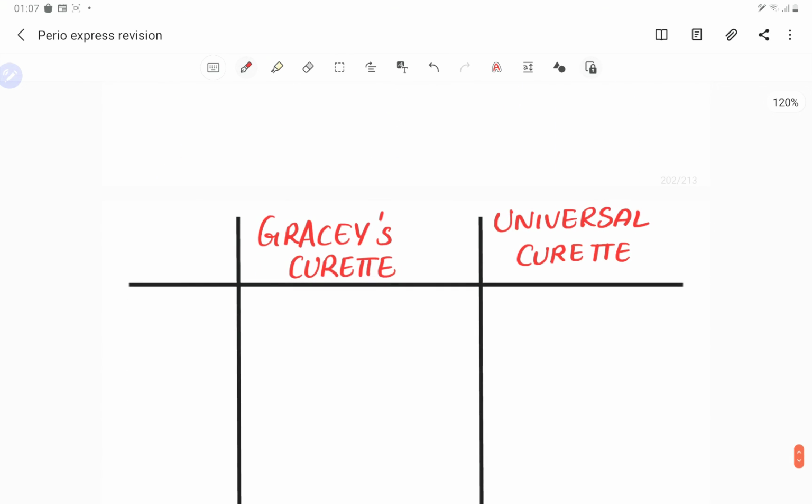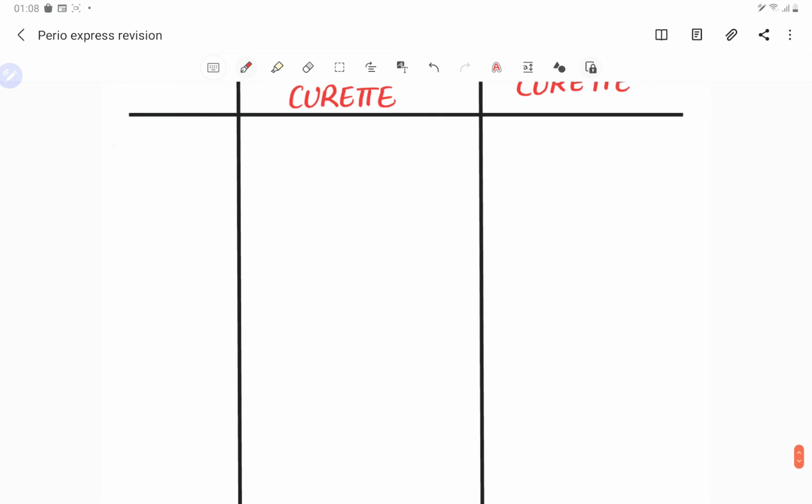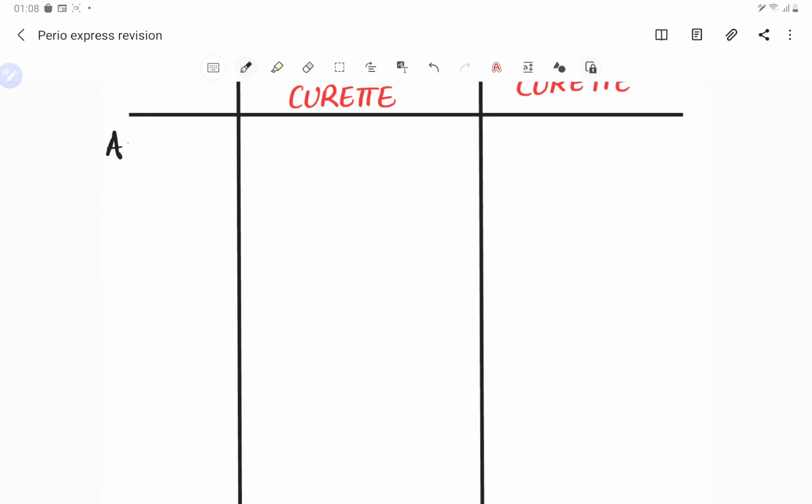So what is the difference between the universal and the Gracey curette? This we have to remember. We have just now covered in detail the differences between the Gracey curette and the universal curette. So what is the area of use? What is the area for both of these curettes? So for the area of use of the Gracey curette, we have got a specific area for the specific curettes, right?